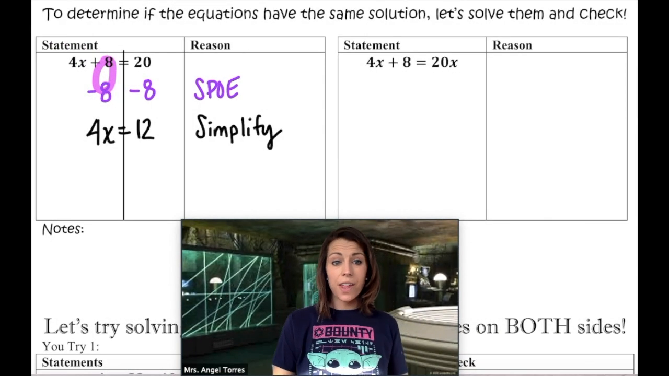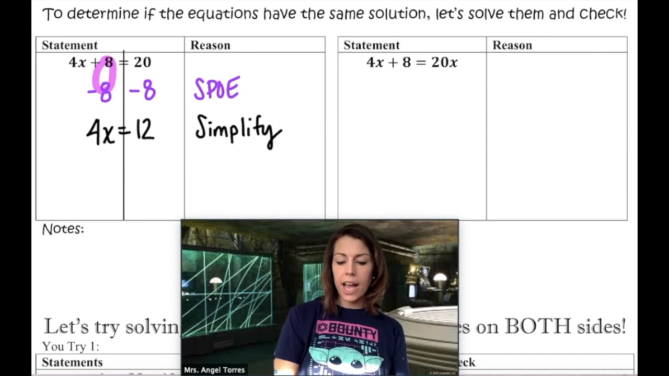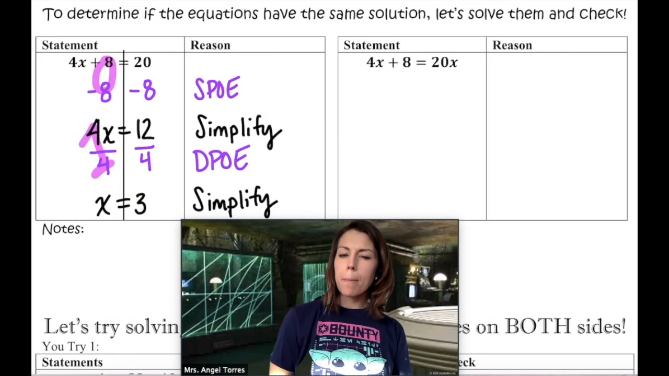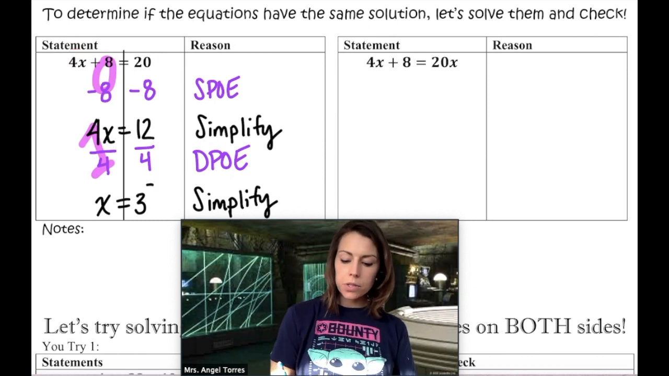From here, now that I have one term on the left and one term on the right, I can go in and divide. Create a big one factor by dividing both sides by 4. I'm going to do a quick mental check. 4 times 3 is 12. 12 plus 8 is 20, so I know that x equals 3 is the solution to this equation.